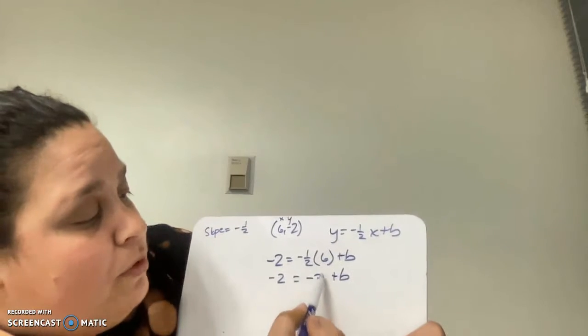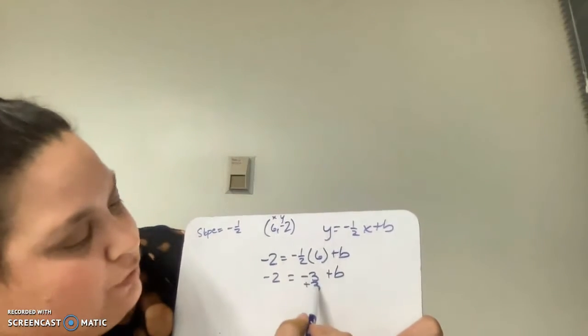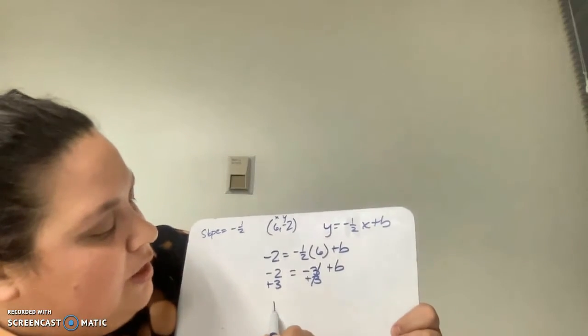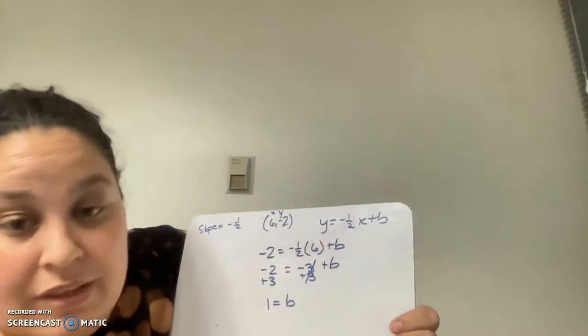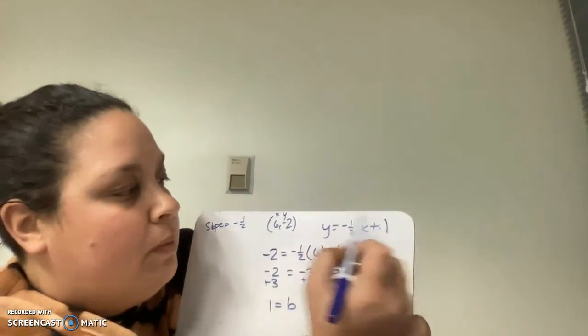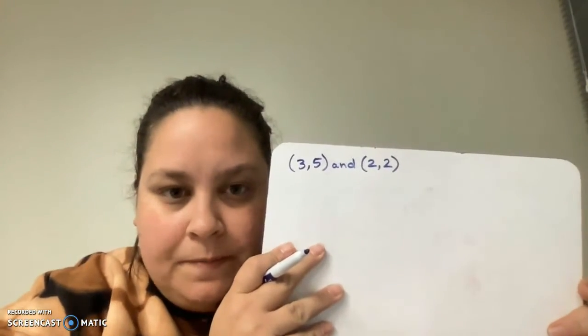And again, I want to move this 3 over here, so I'm going to add it to get rid of it. -3 plus 3 is 0. If I add 3 to this side, I'm going to get a 1. So in this case, b equals 1. So I can come over here and replace b with 1 and have my answer. So that's how to find an equation if you're given a slope and a point. What if you're just given 2 points?